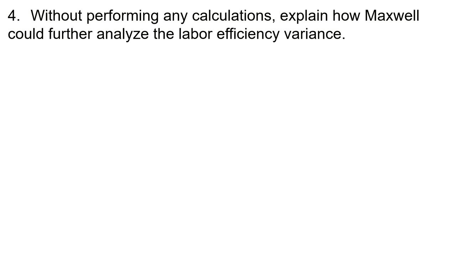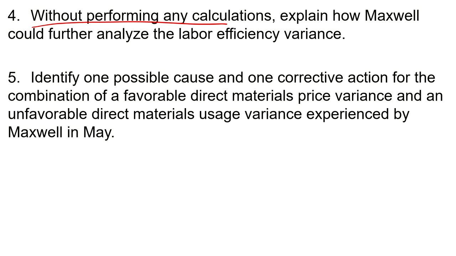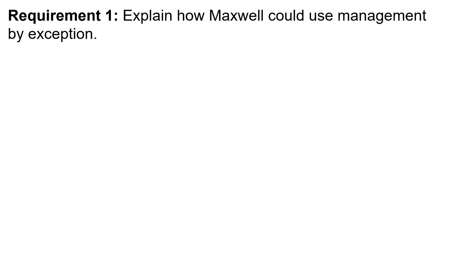The fourth requirement, without performing any calculations, explain how Maxwell could further analyze the labor efficiency variance. And our key there is without performing any calculations. And fifth, identify one possible cause and one corrective action for the combination of a favorable direct materials price variance and an unfavorable direct materials usage variance experienced by Maxwell in May. So we've got a few theory questions, a couple of calculations. We have to calculate those variances, and so there are going to be some numbers, but the first requirement is not about numbers. It's explain how Maxwell could use management by exception.